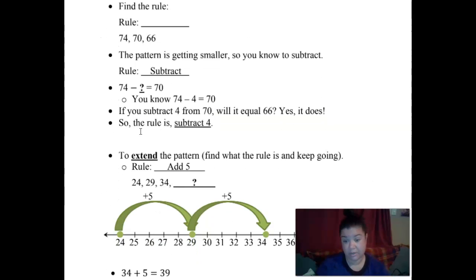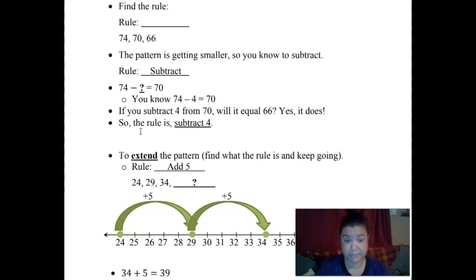All right, so let's try some together to make sure you know what you're doing for this week. Okay, so we have to find the rule. We have 74, 70, 66. Is our number getting bigger as we go right, or is it getting smaller as we read from left to right? What do you think? Smaller. It's getting smaller. So does that mean we're going to add or subtract? Subtract. When it gets smaller, we subtract. So the rule is subtracting. So now we have to figure out 74 minus what equals 70.